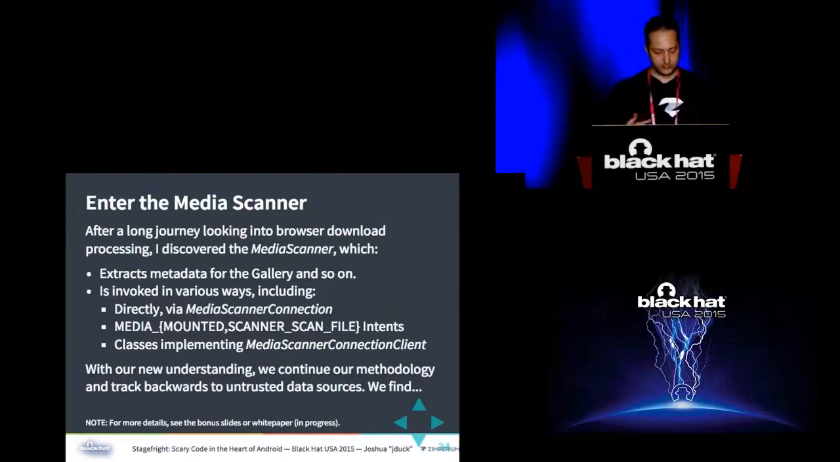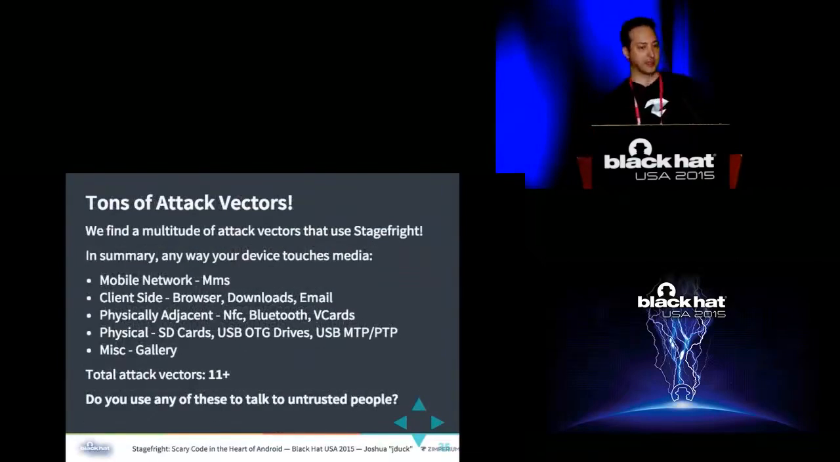With our new understanding, we can go back and look at more things. Now we know the media scanner, we know what it does, and we know about these intents. Where else are these things being used? We continually learn more things to grep for, and then we go grep for them, which is great. When we do that, we find tons of attack vectors. We find MMS coming over the mobile network. For client side, we see the browser and the downloads we mentioned, but there's also email attachments. When you receive an attachment on Android and email, it doesn't automatically download it, but if you say, hey, I want to look at that, it's going to download it and scan it. So you also have physically adjacent things, right?